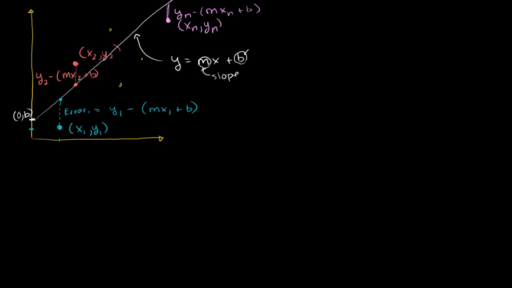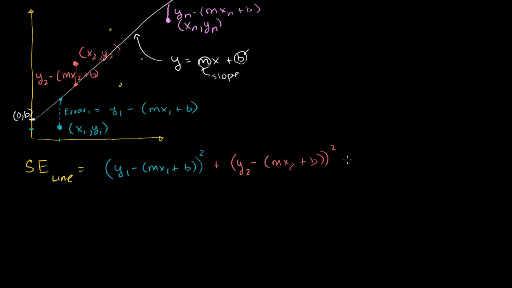So let me define, I'll do this in a new color, the squared error against this line as being equal to the sum of these squared errors. So this error right here, or error 1 we could call it, is y1 minus (mx1 plus b). And we're going to square it. So this is the error 1 squared. And then we're going to go to error 2 squared. Error 2 squared is y2 minus (mx2 plus b). And then we're going to square that error.